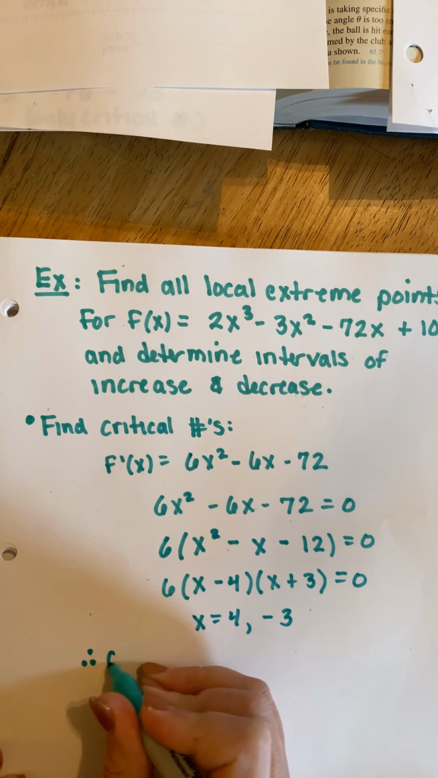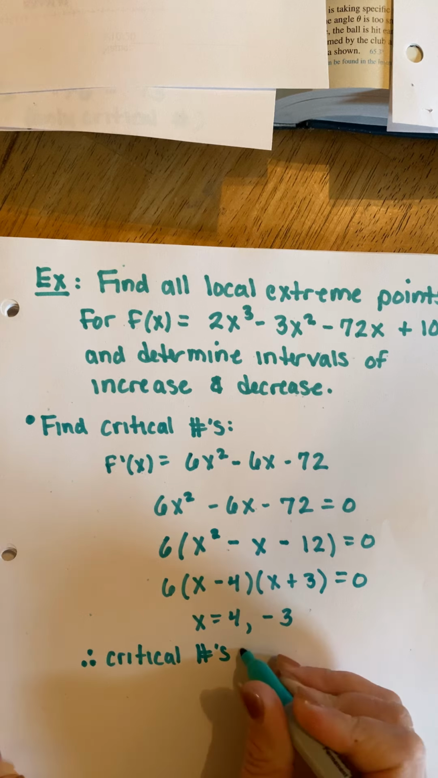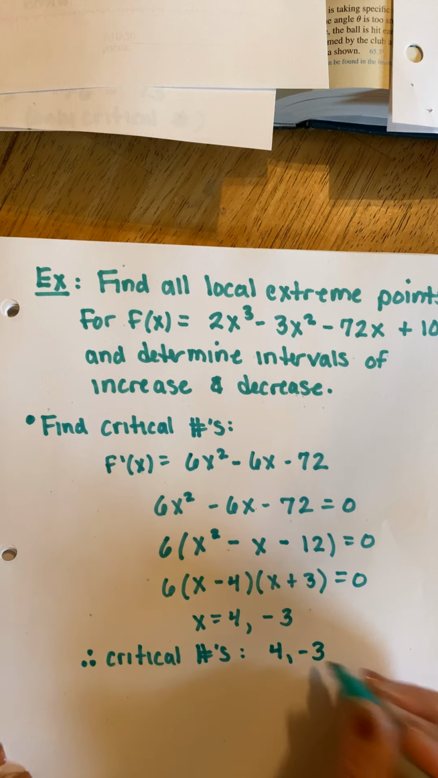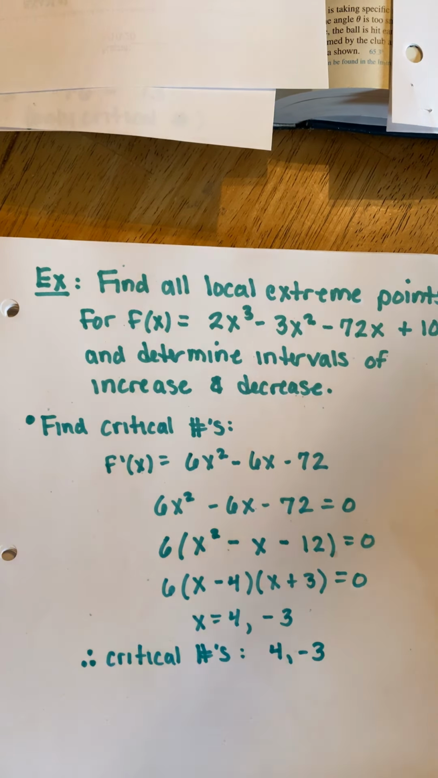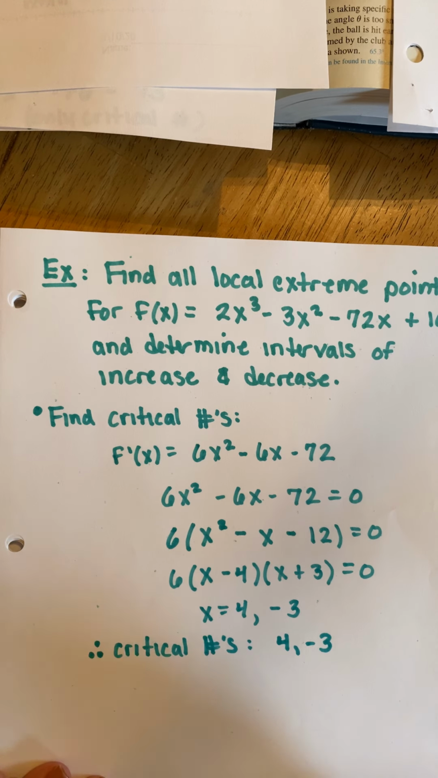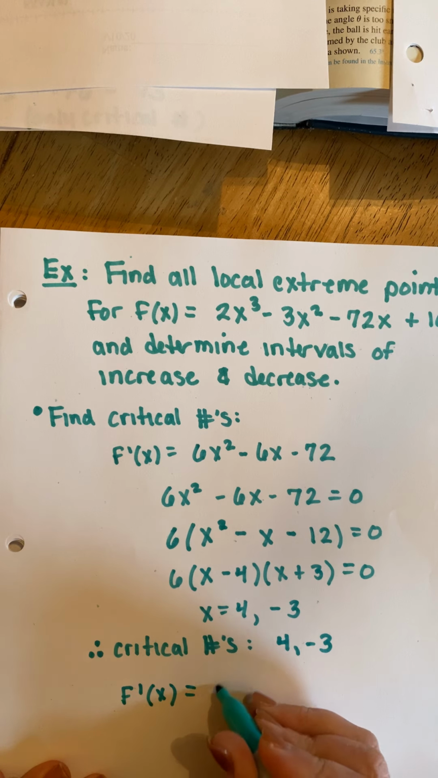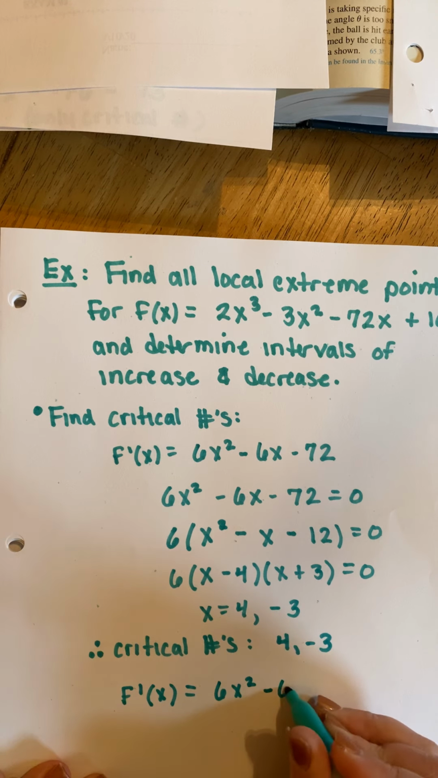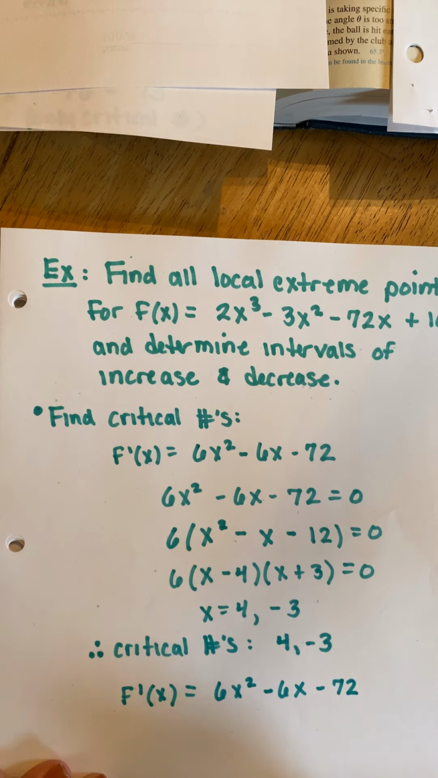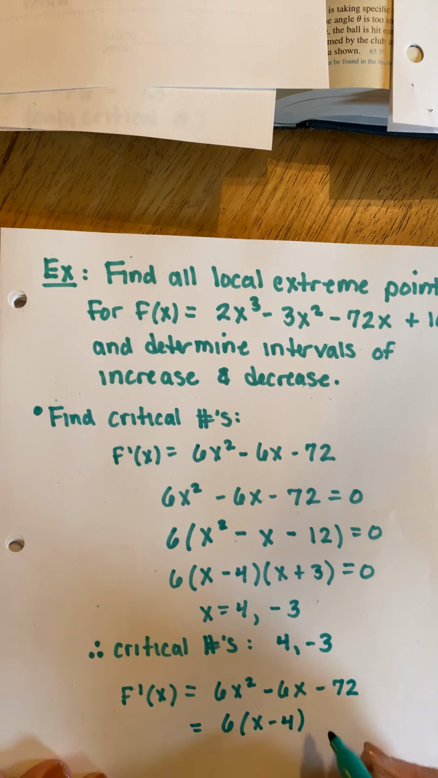So therefore our critical numbers are just 4 and negative 3. So if this function changes directions from increasing to decreasing or decreasing to increasing, the only place it can do it is at 4 and negative 3. So I'm going to rewrite my derivative here: 6x squared minus 6x minus 72, and factored nicely, and this is going to become very useful.